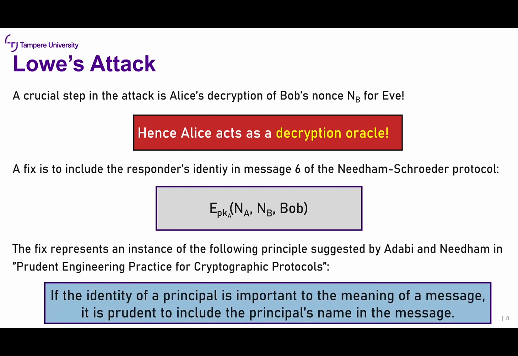Now, the principle suggested by Abadi and Needham related to this attack is that if the identity of a principal is important to the meaning of a message, it is prudent to include the principal's name in the message. So exactly what we did in that fix on message 6 of the Needham-Schroeder protocol. We realized that it's really important to include Bob's identity, the identity of the user who generated NB, in order for Eve to be unable to launch the attack.